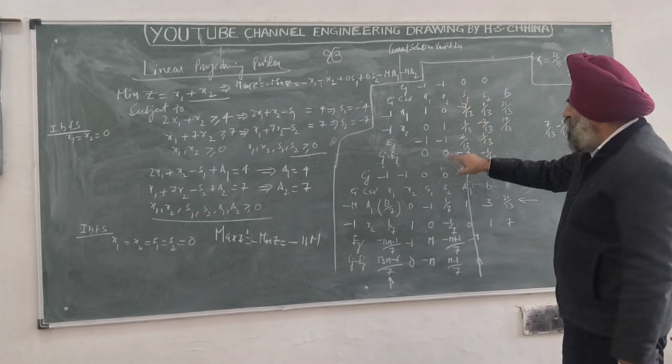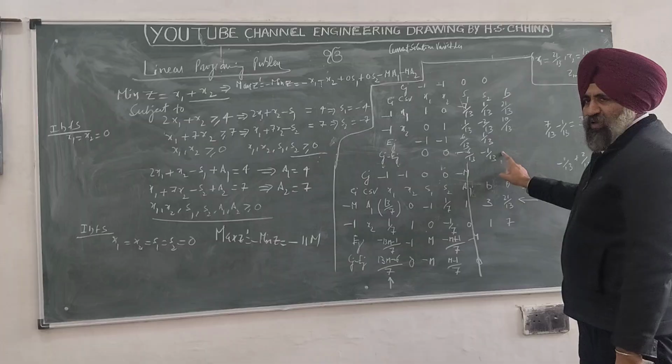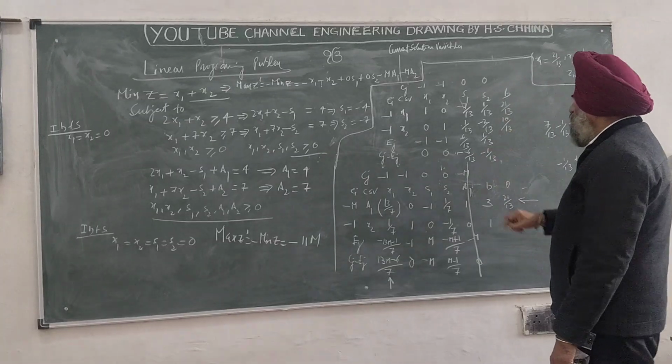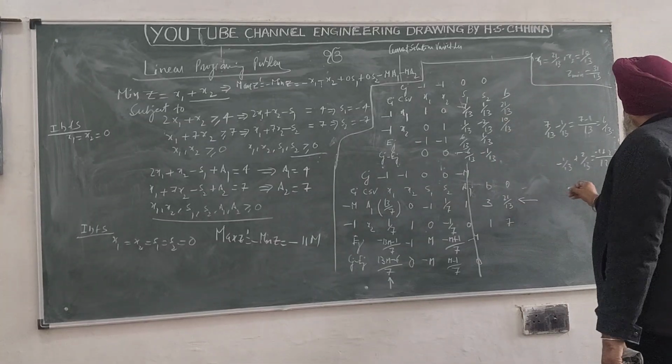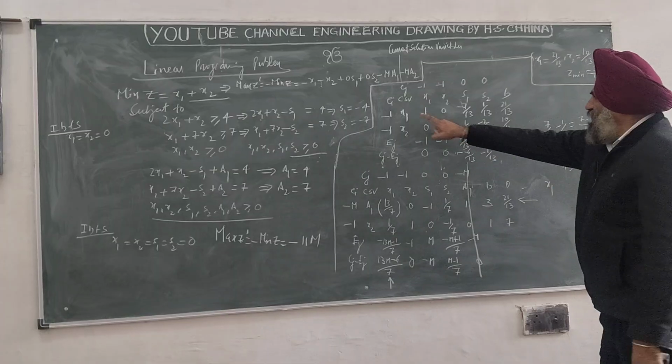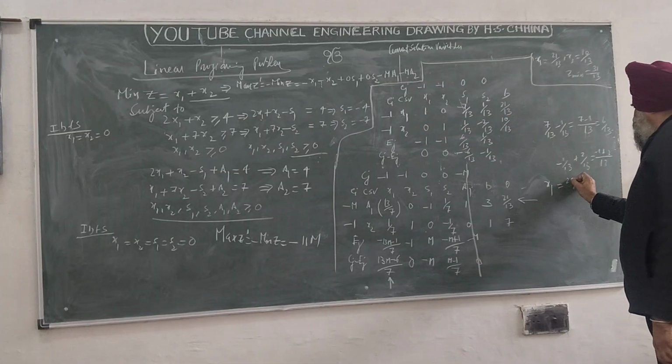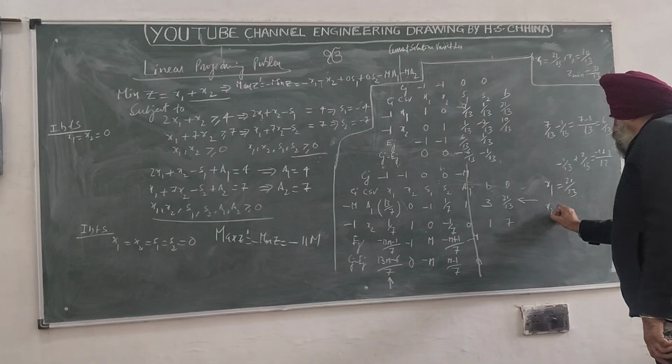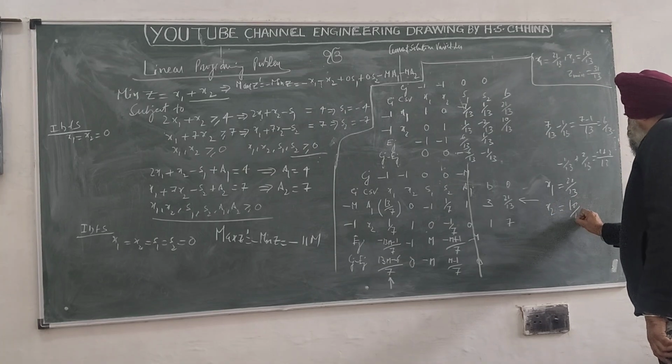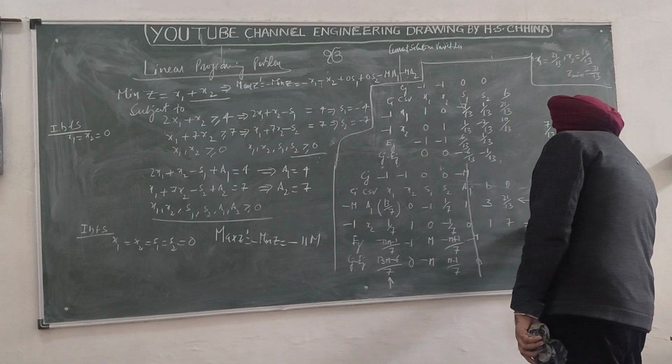If I take this 0, it is already there. I can't take this -6 by 13 and -1 by 13 because this is the negative sign. What answer we got? We got x1 is equal to 21 by 13 and x2 is equal to 10 by 13. And what is Z minimum?